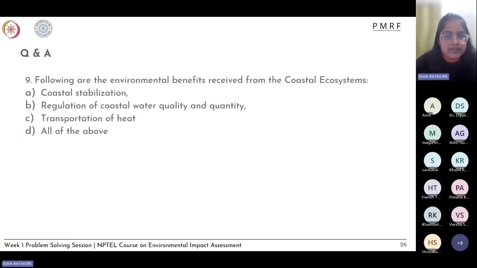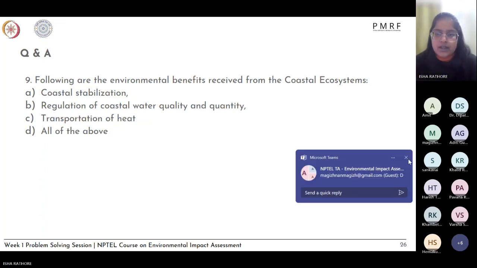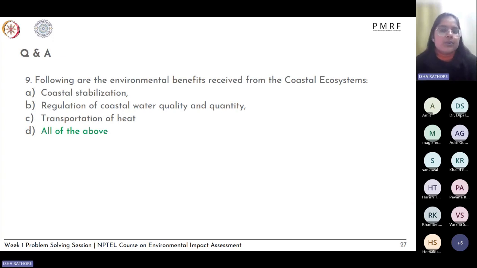The following are the environmental benefits received from the coastal ecosystems. A, coastal stabilization. B, regulation of coastal water quality and quantity. C, transportation of heat. And D, all of the above. Okay, so we have a lot of D's, a C, again some D's. Okay, more D's.